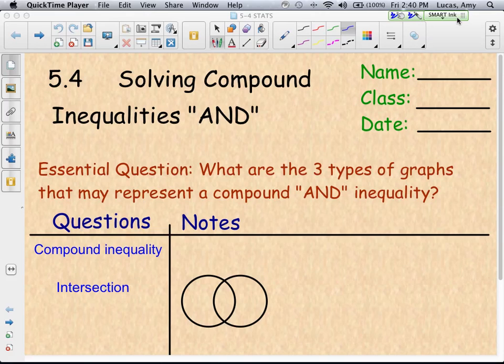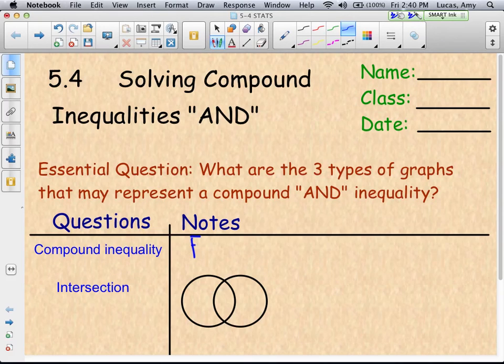So a compound inequality is formed by putting together two inequalities.